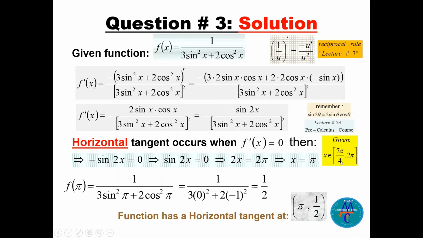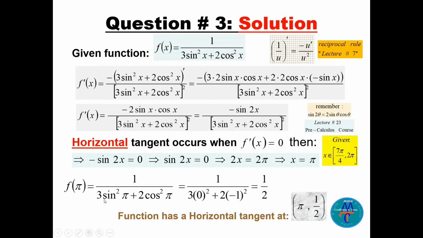x between 7 pi over 4 to 2 pi, closed. Which angle in this interval has sine equal to 0? 2 pi. So 2x is equal to 2 pi, divided by 2, x will be pi. Let's find f of pi.